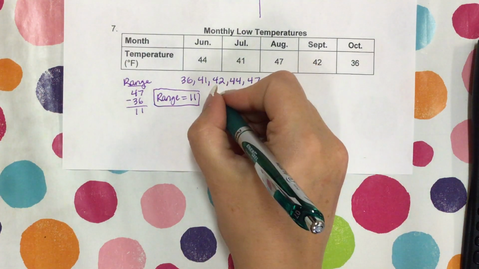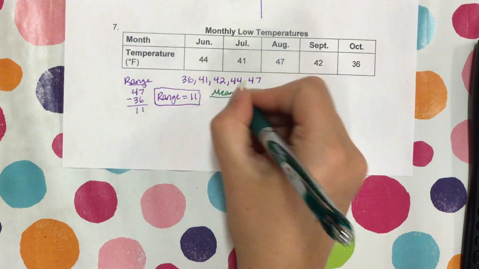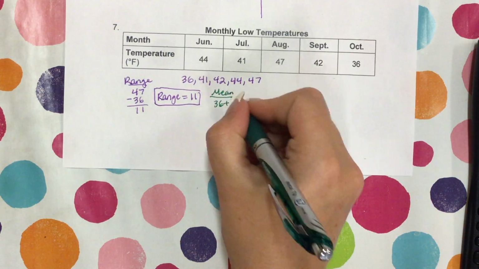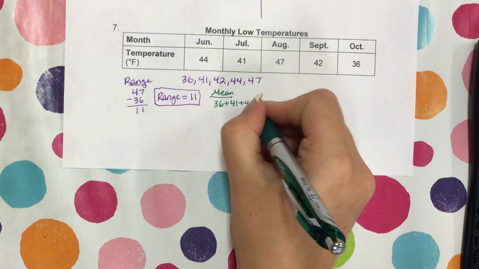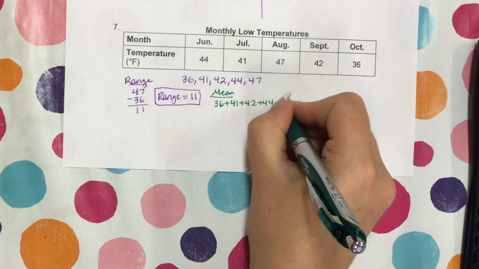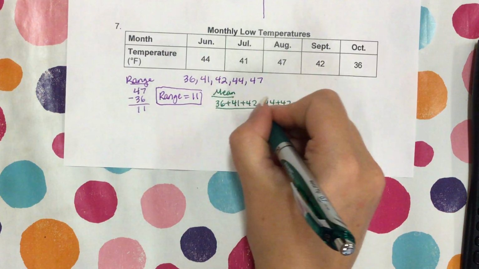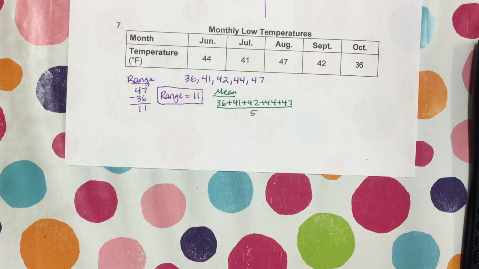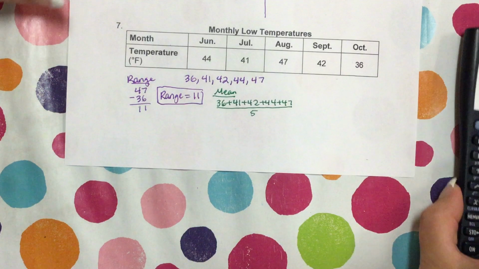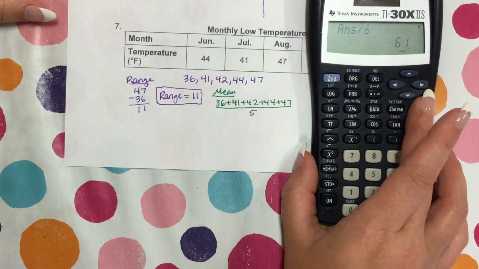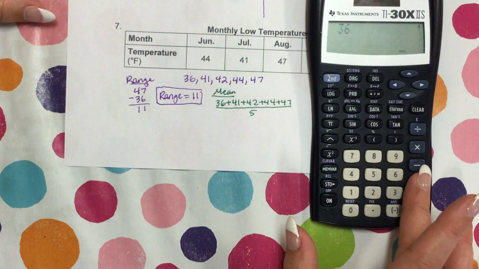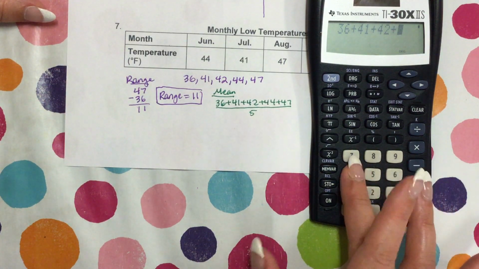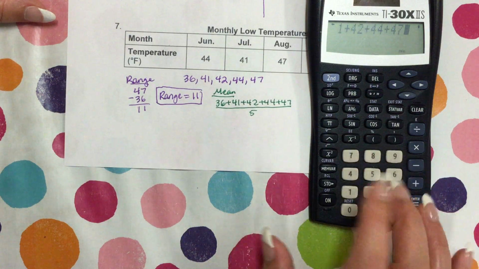The mean means that we're going to take all the numbers and add them up. 36 plus 41 plus 42 plus 44 plus 47, and divide it by 5. Okay, let's go ahead and add all these numbers up. 36 plus 41 plus 42 plus 44 plus 47.